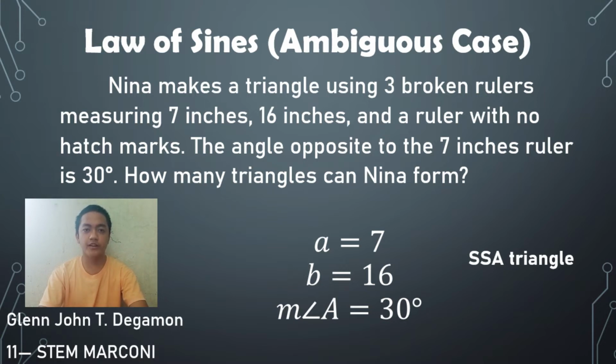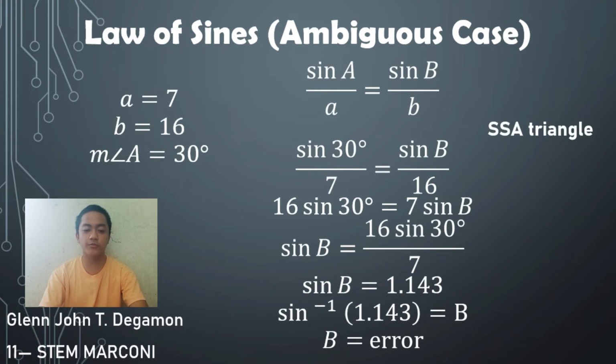So for this one, notice that the triangle we'll be using is an SSA triangle because we're given two sides and the non-included angle. So for this one, we'll be using law of sines. This will be sine A over A is equal to sine B over B. So substitute the values.